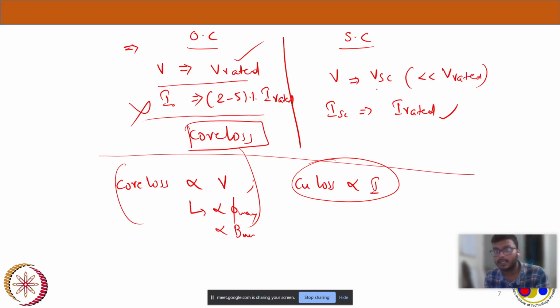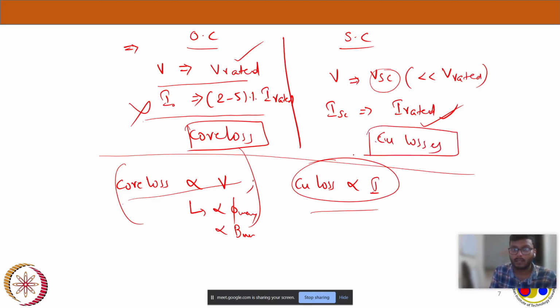If you see in short circuit, my voltage is very less than the rated voltage. Since my voltage is very less, I don't get considerable core losses. Negligible core losses we will get, and rated current we are allowing to flow. I have enough amount of copper losses, I square R. So copper losses. And what are the equivalent circuit parameters for the core loss? RC and XM. And what are the parameters for the copper loss? RE2 and XE2.